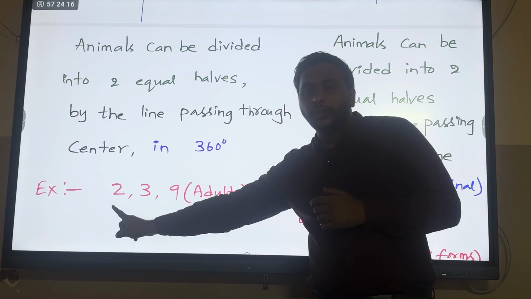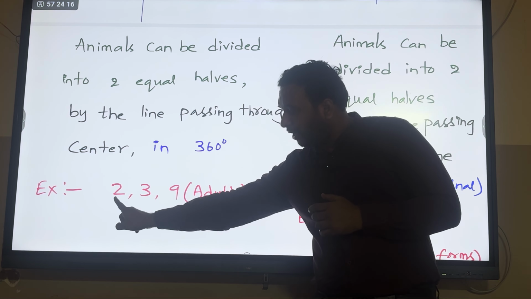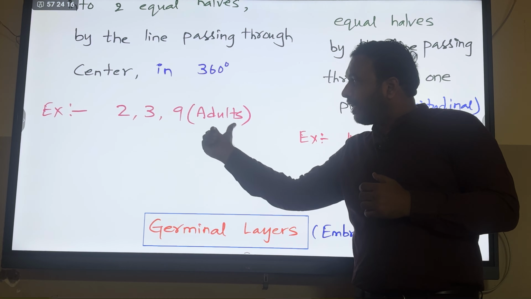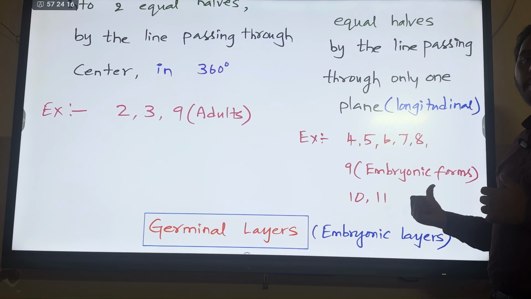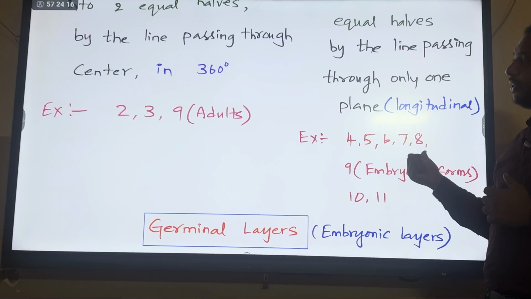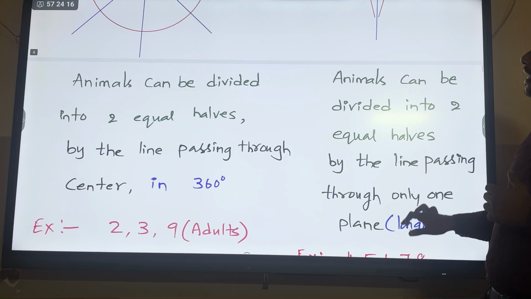Examples of which phyla show radial symmetry? Second, third, that means Coelenterata, Ctenophora and also Echinodermata. In Echinodermata, adults will show the radial symmetry, not the embryonic forms. Embryonic forms will show the bilateral symmetry. Okay, now let us understand bilateral symmetry.